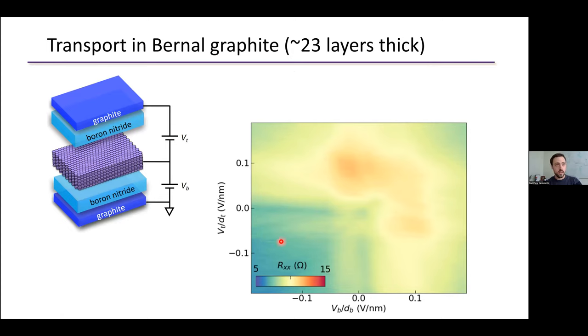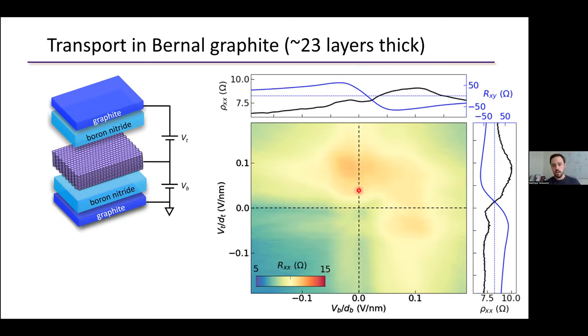So what we do then is measure transport in a dual-gated Bernal graphite device. Here we've chosen one that's 23 layers thick, but we've tested different thicknesses and we see pretty good agreement across all of them. This is what the transport looks like: resistance as a function of bottom gate and top gate, normalized by the dielectric thickness. It's kind of weird. If I take cuts of the resistance, shown in black, sweeping one gate with the other gate grounded, there's this weird oscillatory behavior, but at least some things make sense about this.